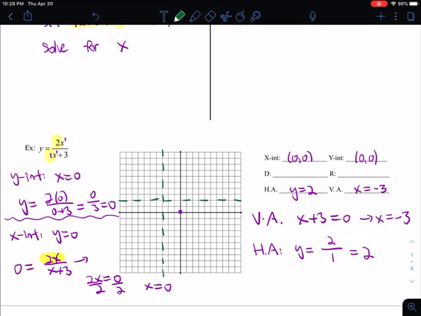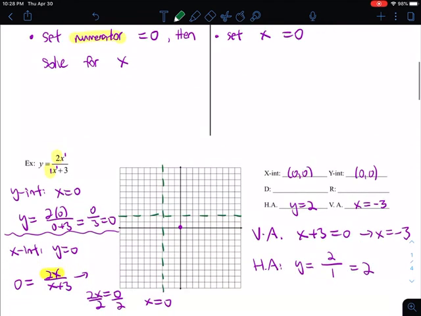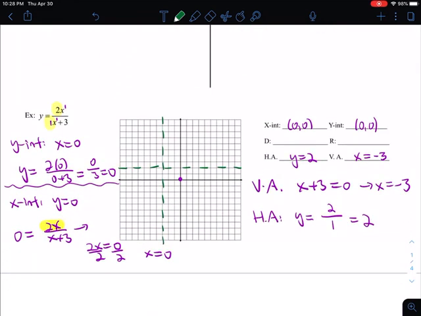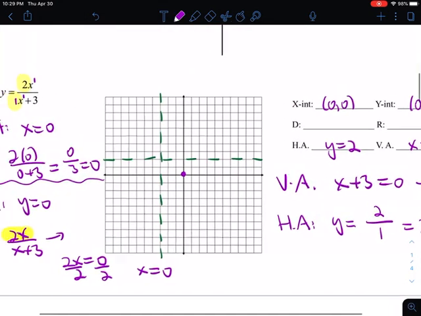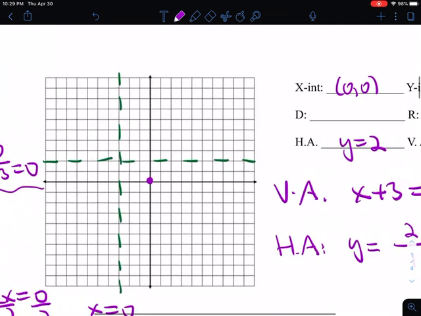So that's what you want to do with these: first find all these key features, your intercepts and your asymptotes, and then it'll be much easier to graph your function from there. So here I am. I've graphed my asymptotes. I've graphed my intercepts. So now, of course, we need to draw in the rest of the graph.